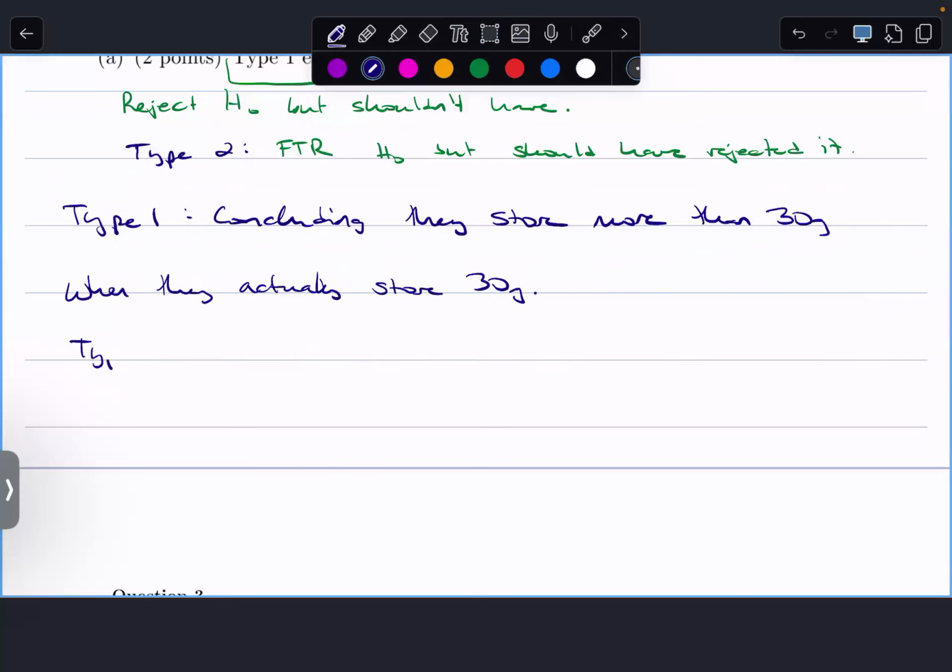Whereas a type 2 error in this scenario would mean, a type 2 error is when I don't reject H naught, but I should have. So that would be saying that they store 30 grams, but they actually store more than 30.